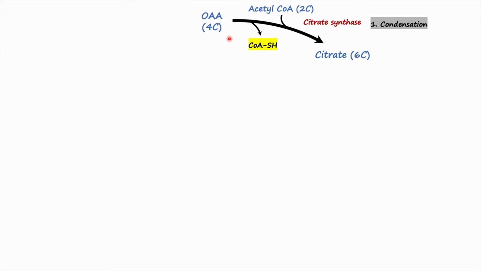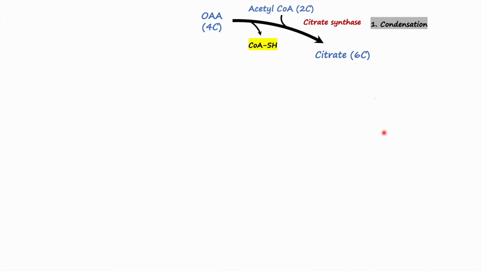And remember that oxaloacetate has 4 carbon atoms and acetyl-coenzyme A contains 2 carbon atoms, and when they condense they form the 6 carbon molecule citrate. Also, an important thing to remember is that this is the first irreversible reaction of the citric acid cycle.